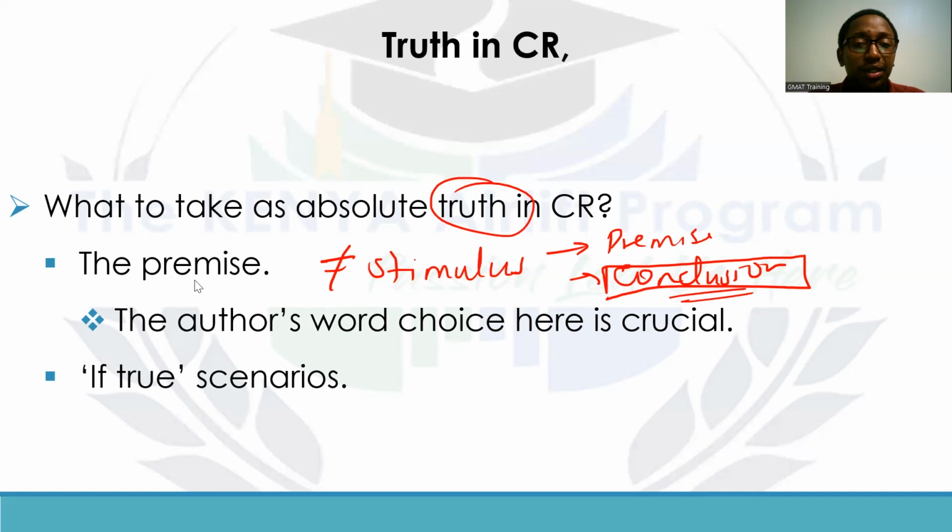And then number 2, if true scenarios. This especially appears in the question stem, where you are told which of these scenarios or statements, if true, does something to the conclusion. So as you eliminate, if you are dealing with answer choice A, you should take the information in answer choice A as absolute truth, and then try to see if it fits the parameters of our question stem.